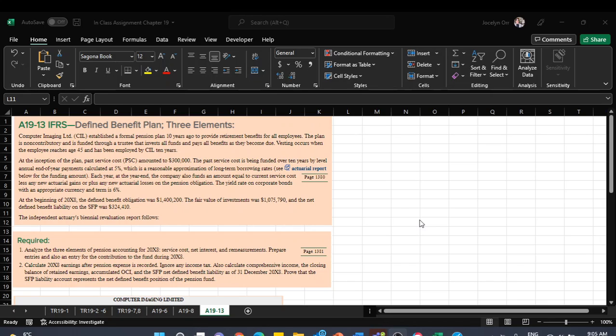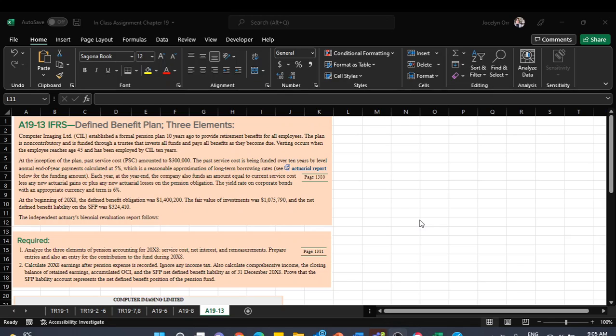The past service cost is being funded over 10 years by level annual end-of-year payments calculated at 5%, which is a reasonable approximation of long-term borrowing rates. So we do have actual funding amounts in the actuarial report that we will look at in a minute. Each year at year end, the company also funds an amount equal to current service cost, less any new actuarial gains, or plus any new actuarial losses on the pension obligation.